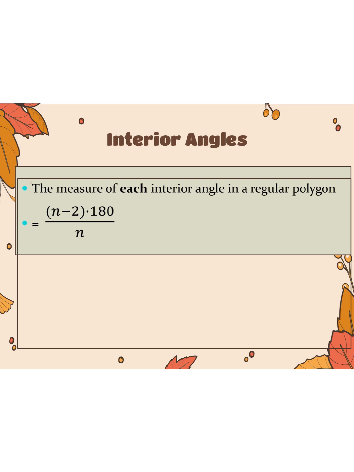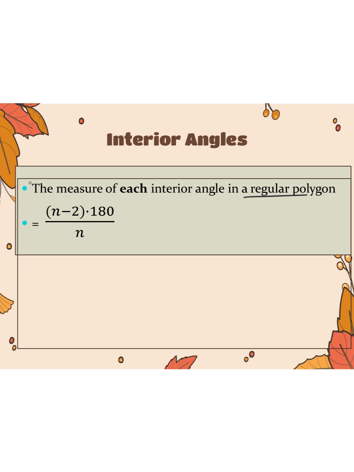So the measure of each interior angle in a regular polygon could be found with a formula: n minus 2 times 180 divided by n. Again, this is only for regular polygons.